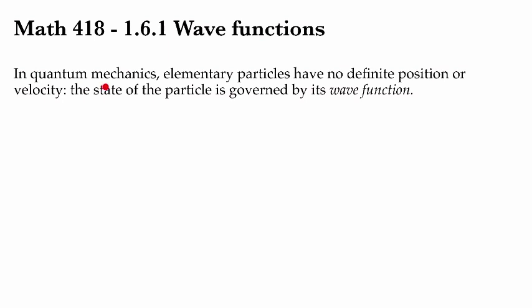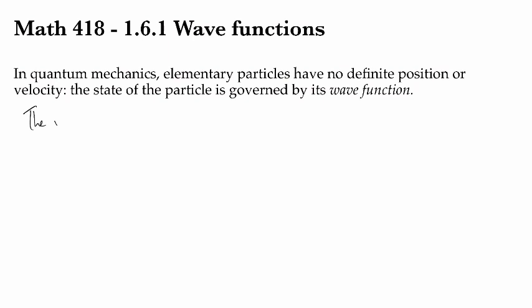So in quantum mechanics, elementary particles have no definite position or velocity. Instead, the state of the particle is governed by its wave function. And so the wave function is actually something whose square is a probability distribution.